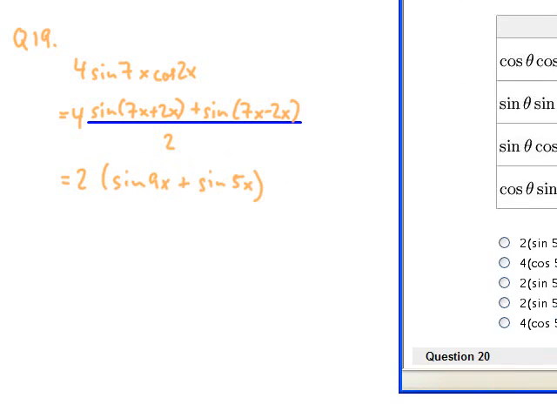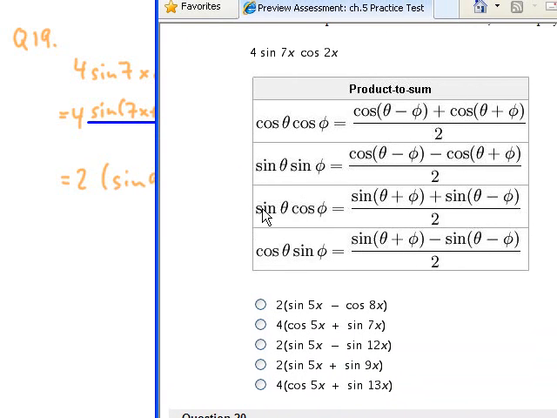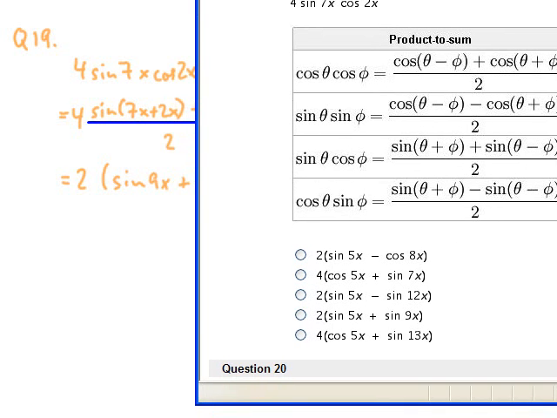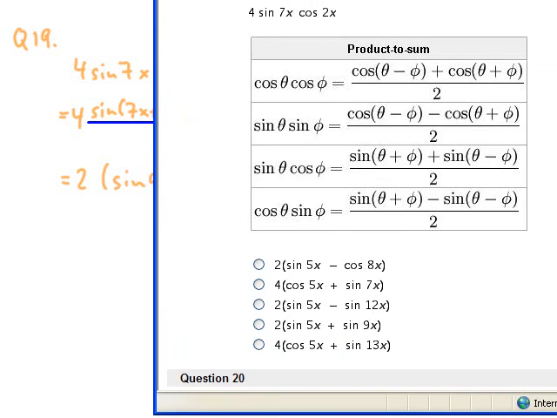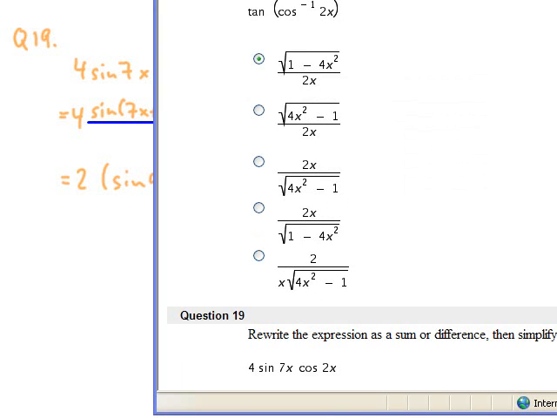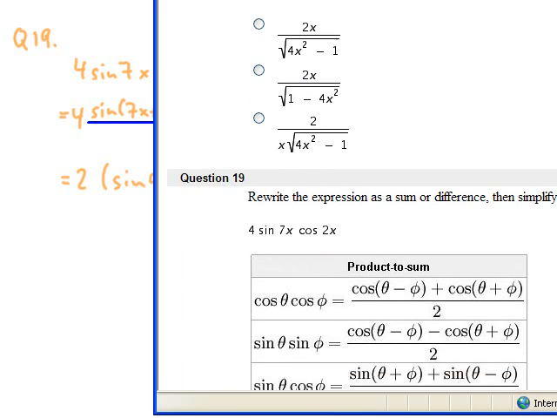Okay, so what I did here is I used this one here and just plugged in my 7x, 2x, and I come up with, what was it again? 9x plus 5x. Yep, there's sine 9x plus sine 5x, and there it is, except they exchanged the two, but of course addition is commutative. So problem 20.